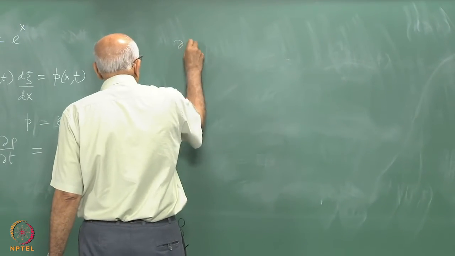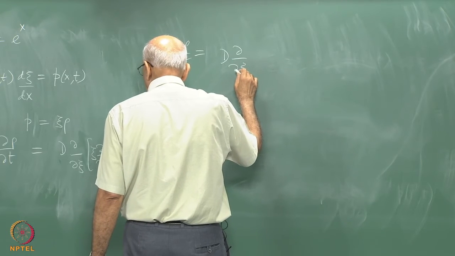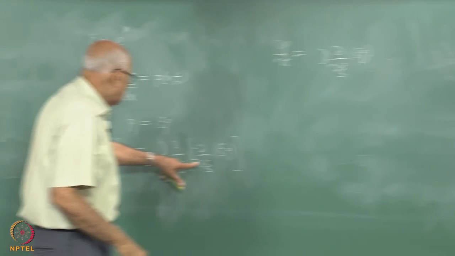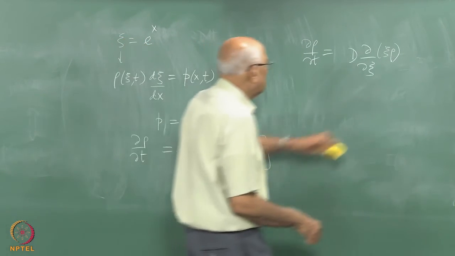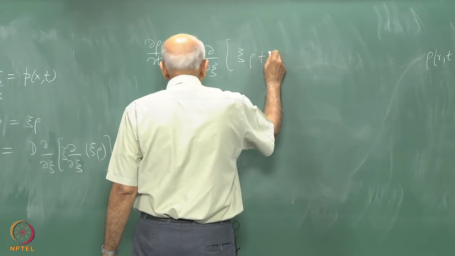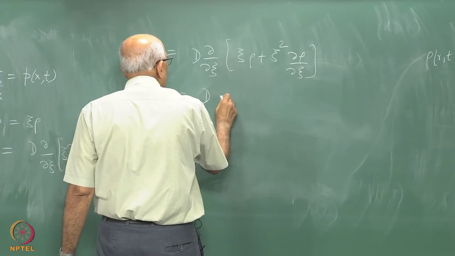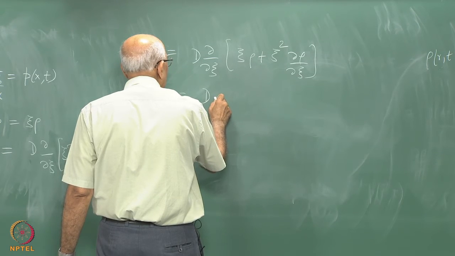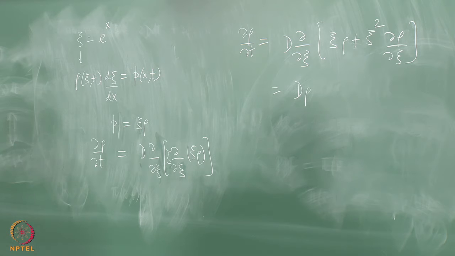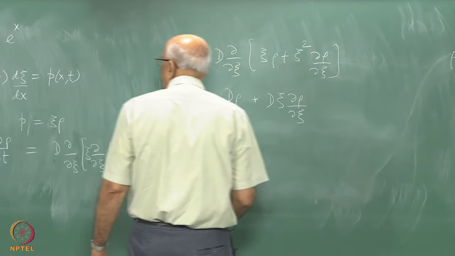What does this imply? ∂ρ/∂t equal to D times ∂/∂ξ times, that is the first term. When I differentiate this, let us do it slowly. ∂/∂ξ times ξ ρ plus ξ² ∂ρ/∂ξ. This is equal to D times ∂/∂ξ of ρ plus Dξ ∂ρ/∂ξ. I'm not so thrilled by this. I'm not sure if I made a mistake somewhere.